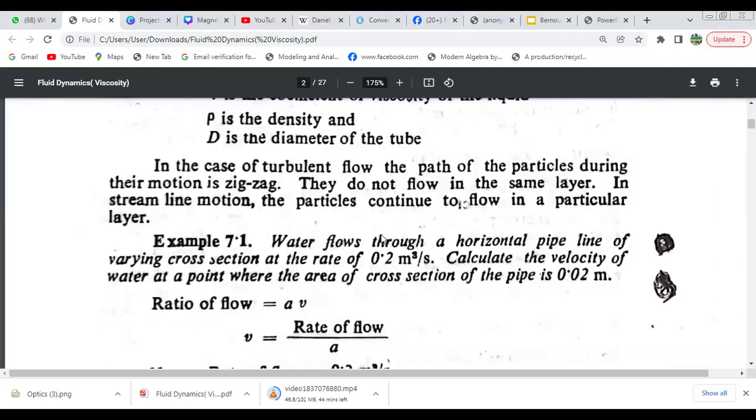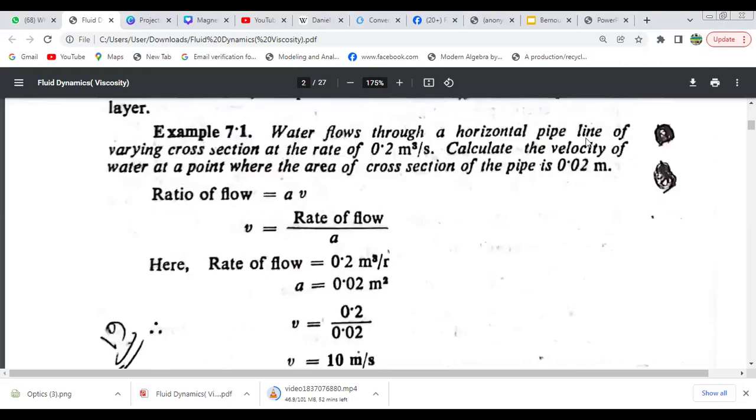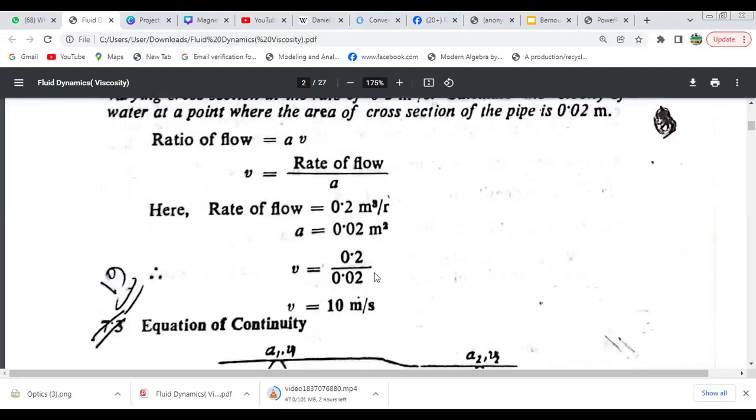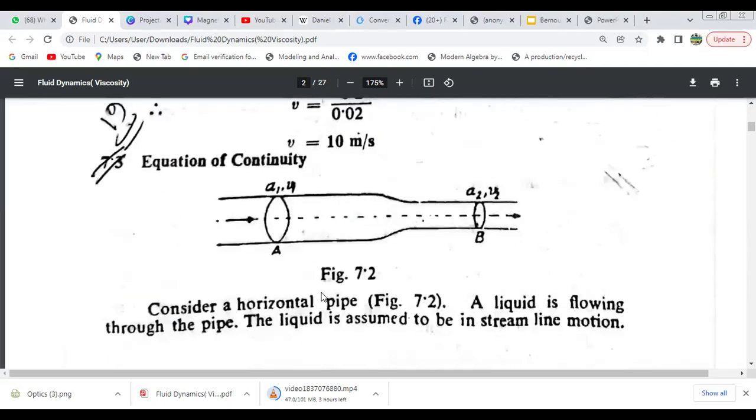For example, water flows through a horizontal pipeline of varying cross section at the rate of 0.2 meter cube per second. Calculate the velocity of water at the point where the area of cross section of the pipe is this. The rate of flow is A v, so v is the rate of flow divided by A. Here the rate of flow is 0.2, A equals 0.02, and v equals this. So now, what is the continuity equation?